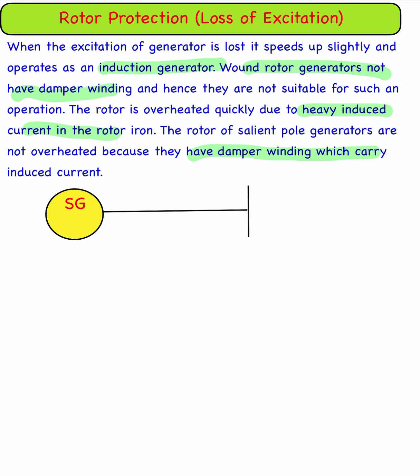And the stators of both salient and non-salient pole generators are overheated due to the wattless current drawn from the machine as a magnetizing current from the system. The stator overheating does not occur as quickly as rotor overheating.